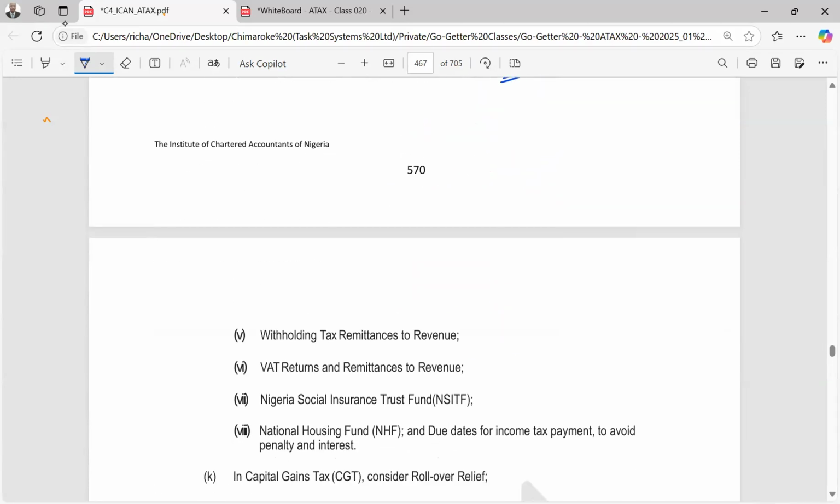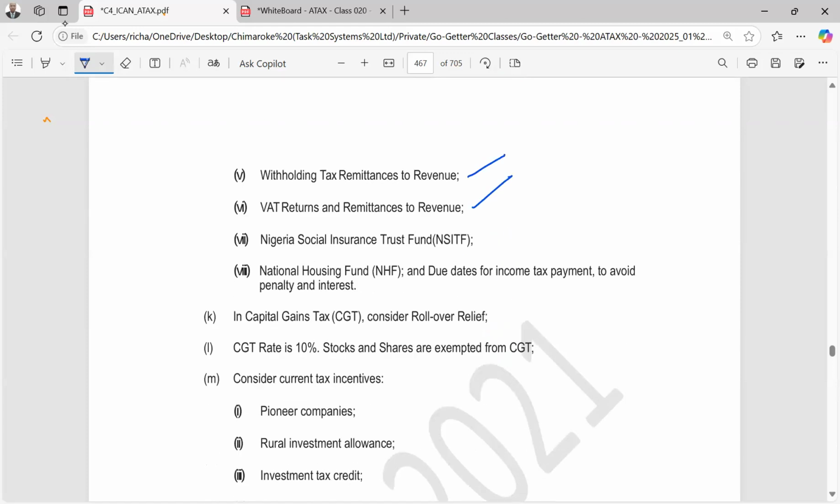Then withholding taxes, remittances to revenue. You have to pay those remittances on or before the 21st day of the following month. The same thing with VAT. These are indirect taxes which should go to the government as at the due date. Then the Nigerian Social Insurance Trust Fund, I think it's 1%. Then the National Housing Fund, NHF, I think it's 2.5% of basic.